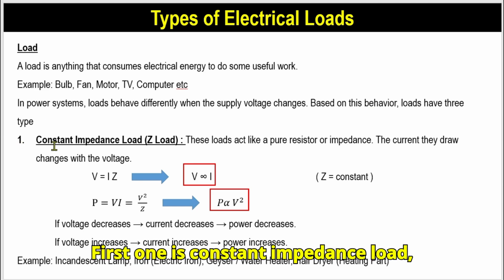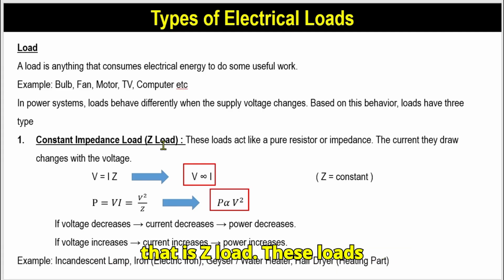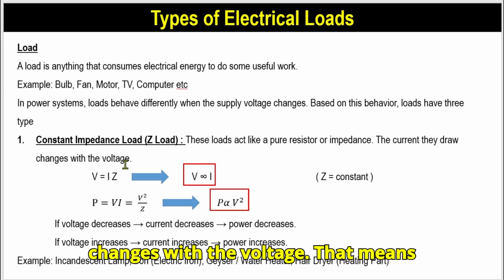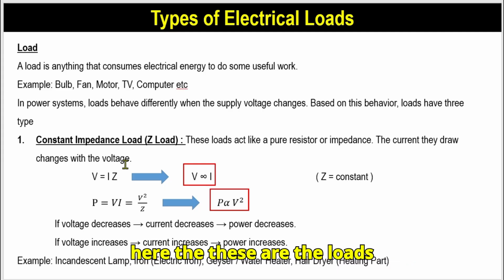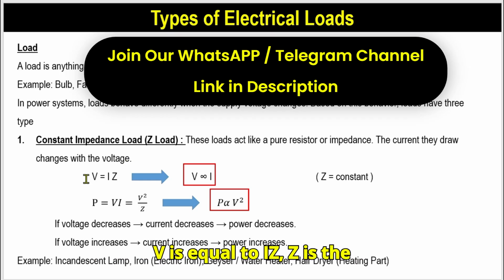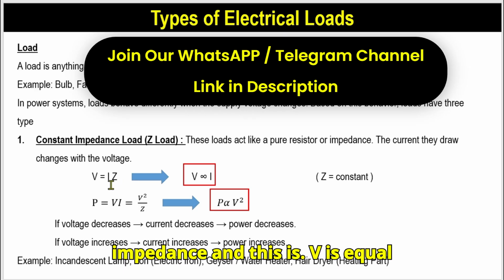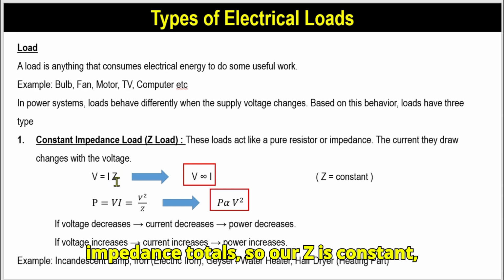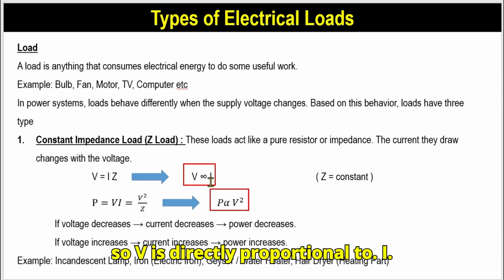First one is constant impedance load, that is Z load. These loads act like a pure resistor or an impedance. The current they draw changes with the voltage. That means these are the loads whose impedance remains constant. V is equal to I Z, where Z is the impedance, and this is Ohm's law. If Z is constant, these are the constant impedance loads, so V is directly proportional to I.